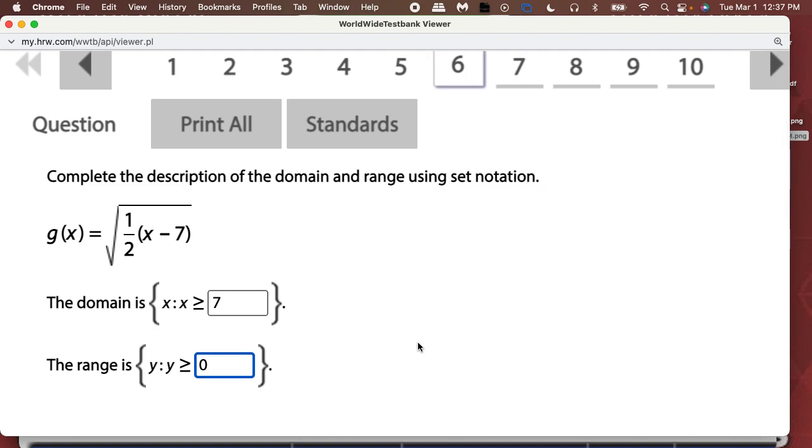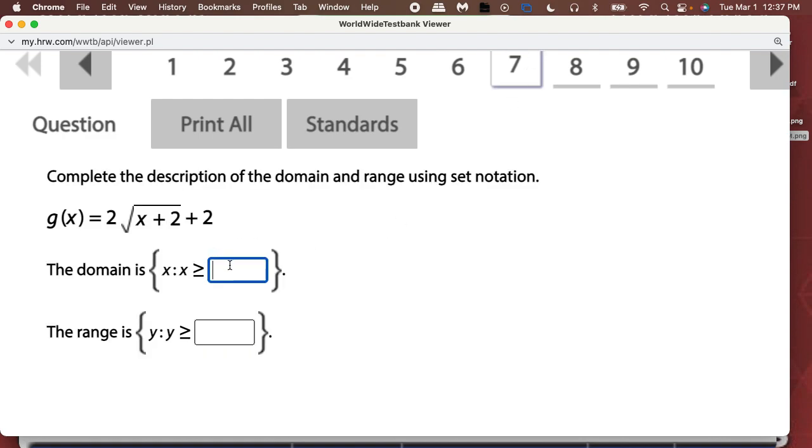It's got to be 7 underneath. And then it would start where k is for the range. Okay. H and k. Domain is h, range is k. Where did I get those numbers? Okay.